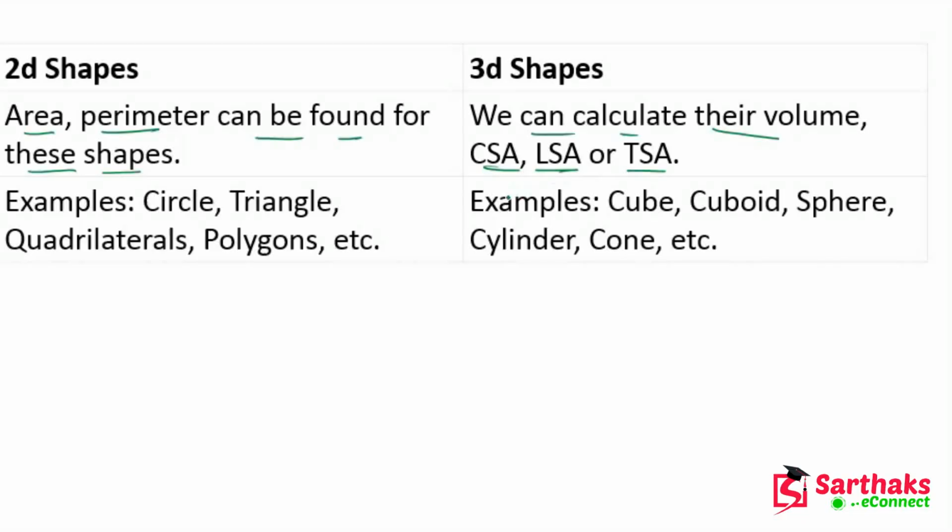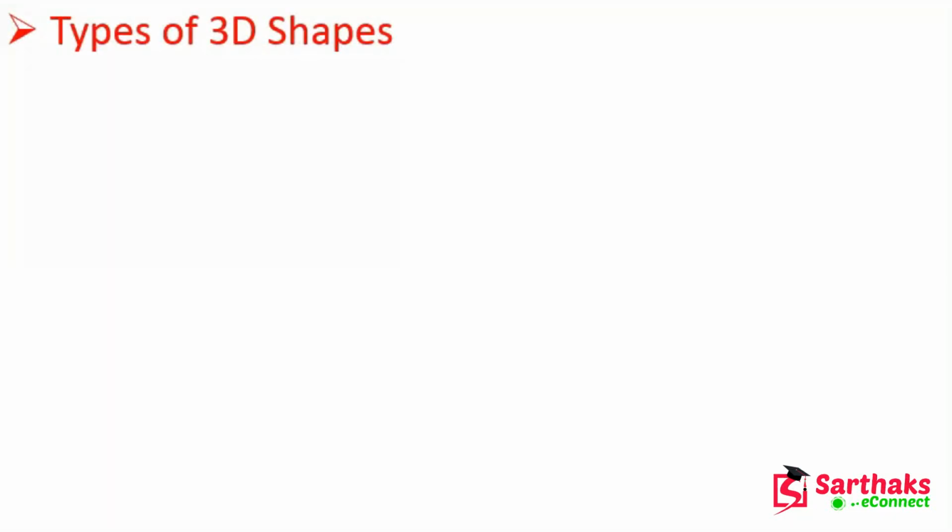We will discuss those later. In 2D shapes we can find area and perimeter, but we cannot find volume. But in 3D shapes we can find volumes and surface areas. Examples of 2D shapes are circles, triangles, quadrilaterals, polygons, etc. Examples of 3D shapes are cube, cuboid, sphere, cylinder, cone, etc. I hope you get this point, my dear friend. So now let's move on.